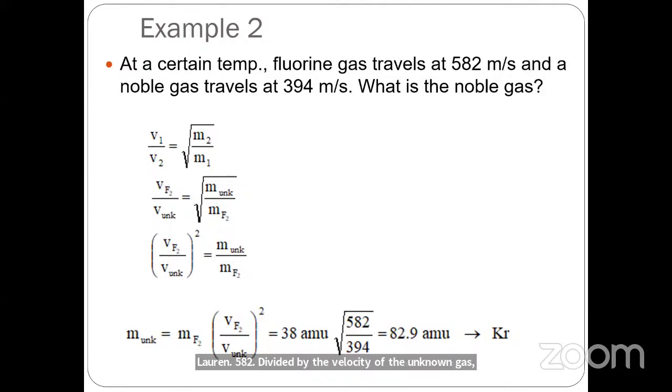So when we press our calculator, what we are going to have is 82.9. And that 82.9 is actually krypton. That is the noble gas that has that formula. I mean, that has that molecular weight.